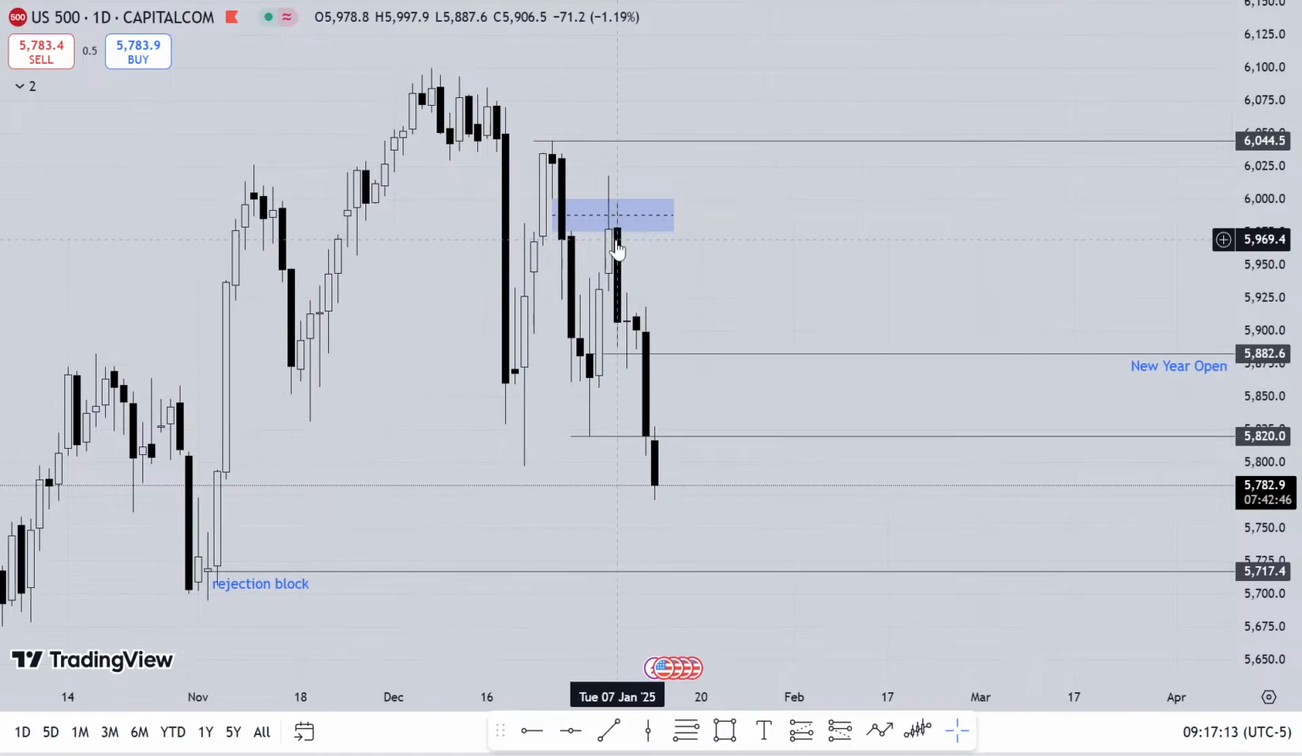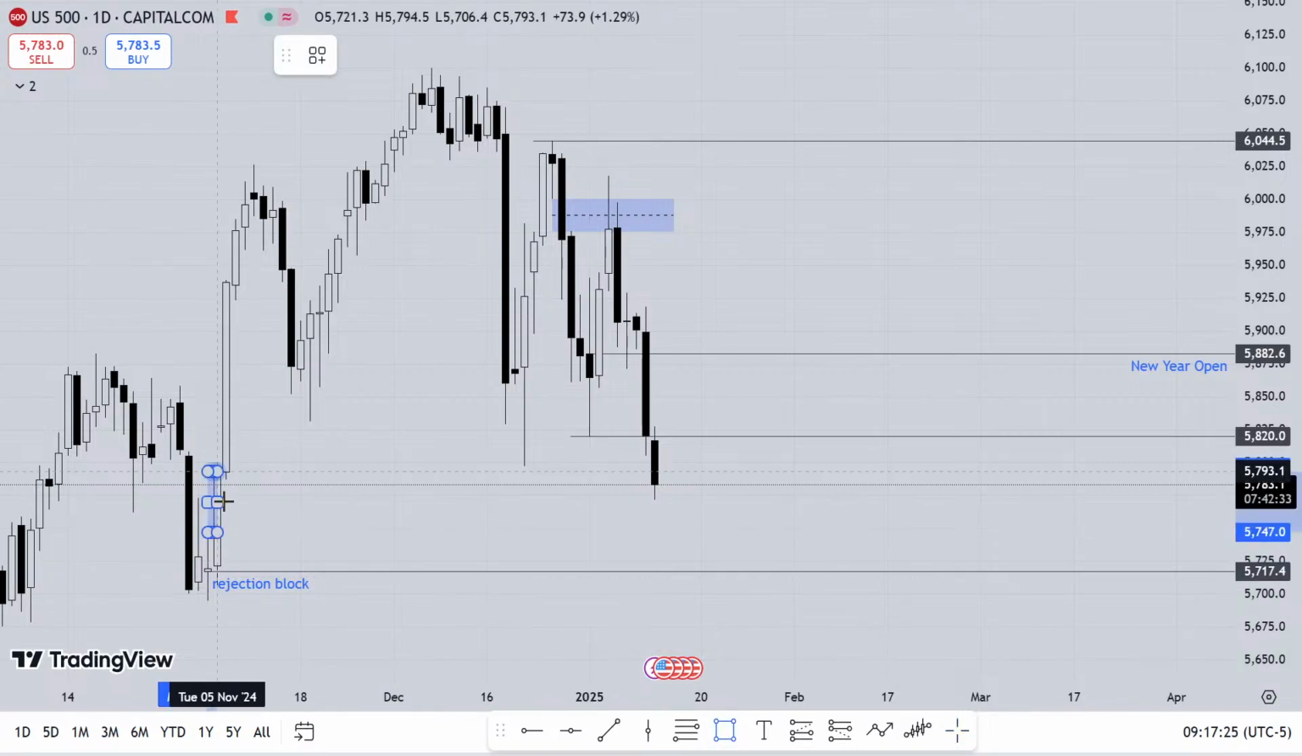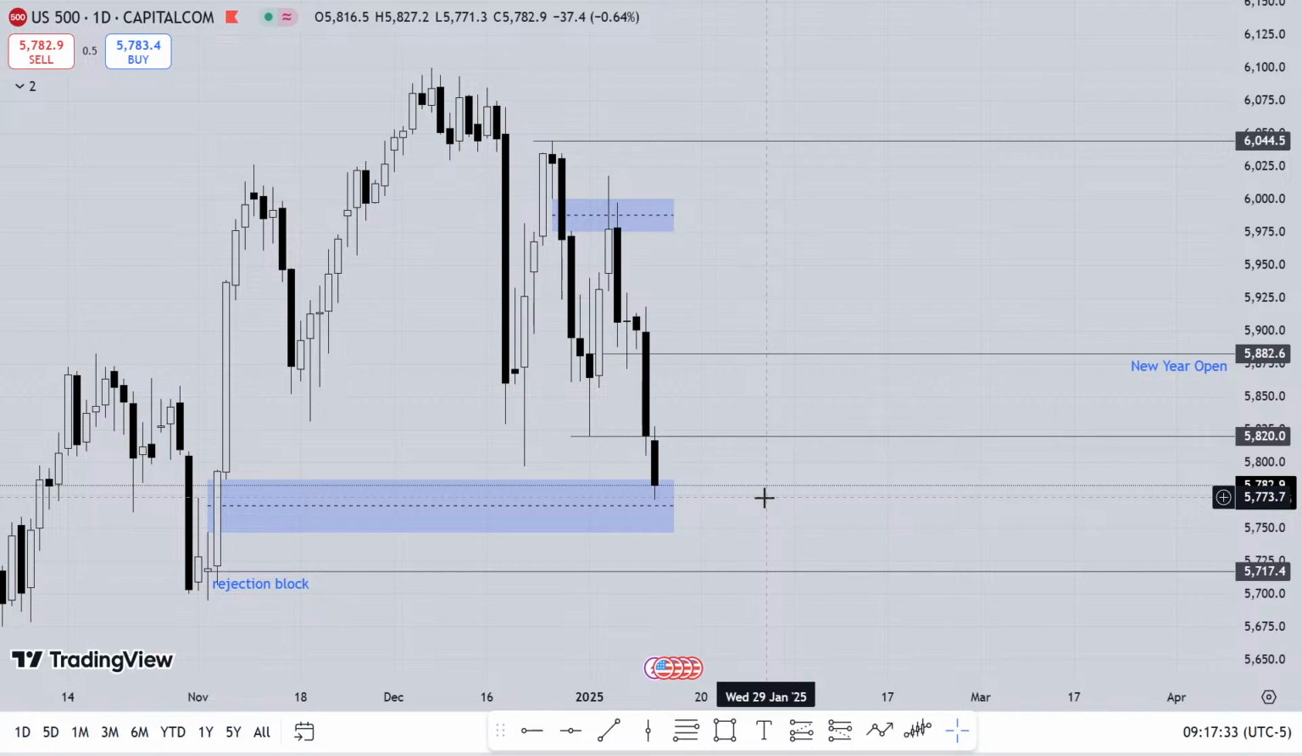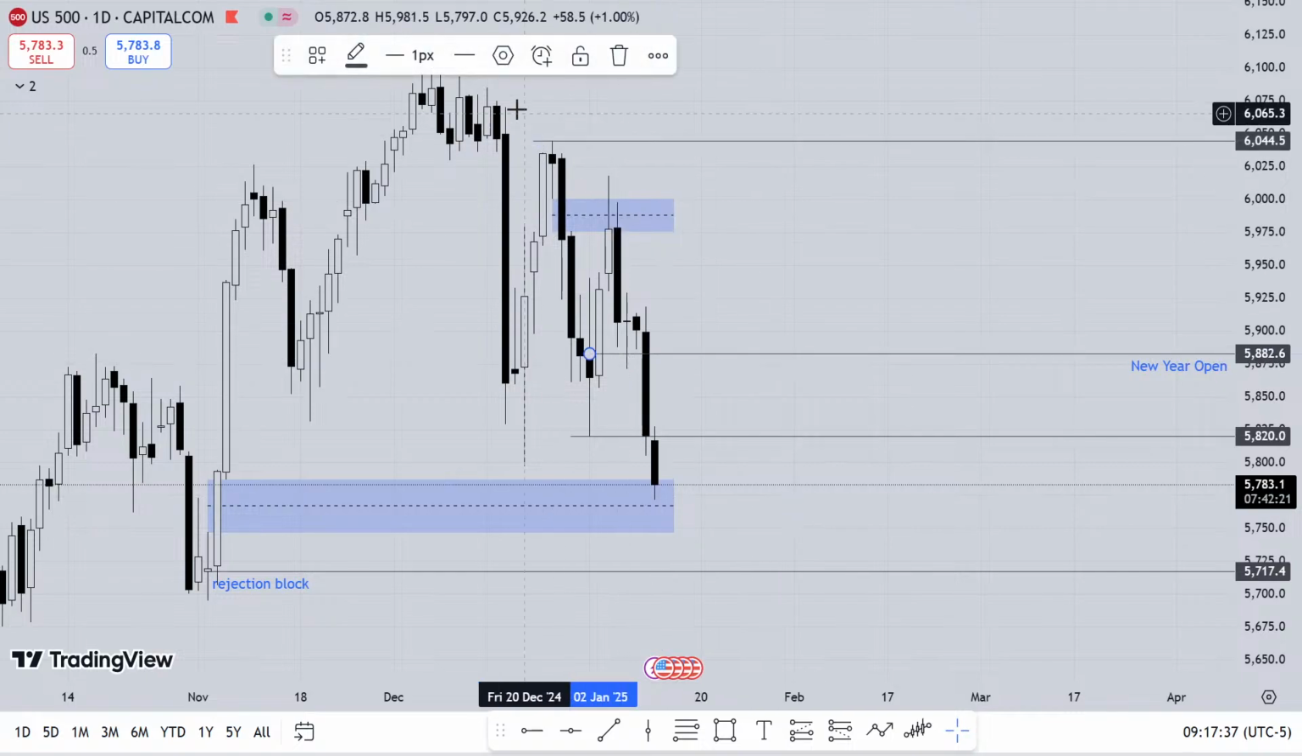Then on Tuesday, we dropped lower. Wednesday, same thing. Thursday, Friday, Saturday, then Monday, today's price action. So we're currently trading inside of this BC on the daily. So this is the New Year's open. Let's make this tick.